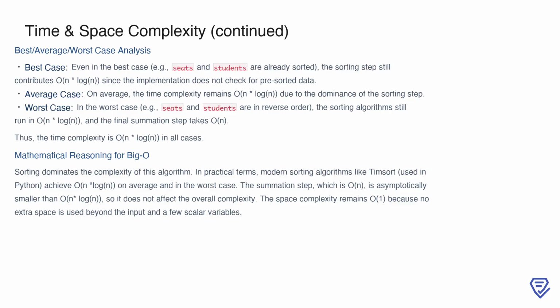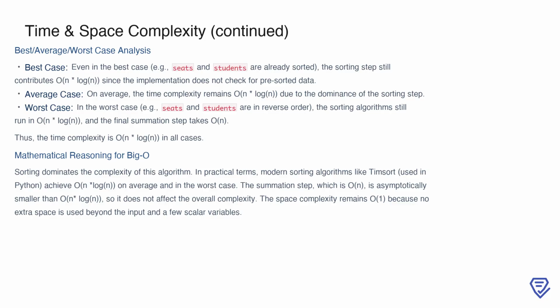In the best case, where seats and students are already sorted, the algorithm still performs the sorting operation, resulting in O(n log n). In the average case, the time complexity remains O(n log n) because sorting is always required. In the worst case, where the arrays are in reverse order, the sorting algorithms still run in O(n log n), and the summation step takes O(n). Therefore, the time complexity is O(n log n) in all cases.